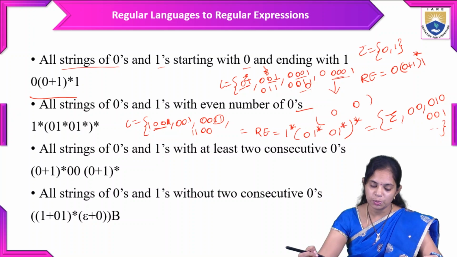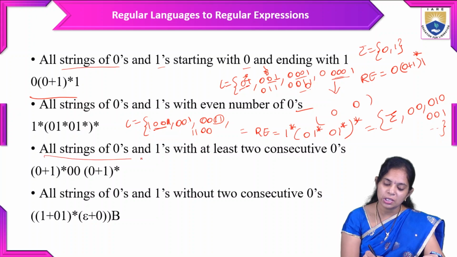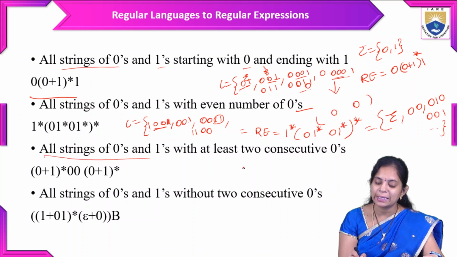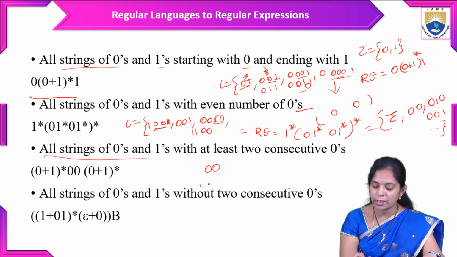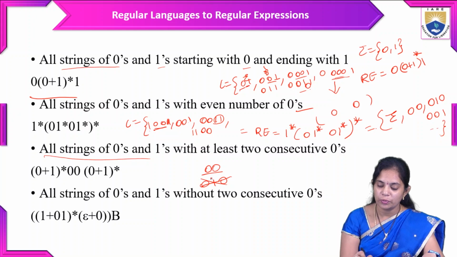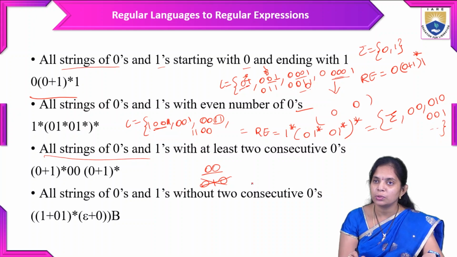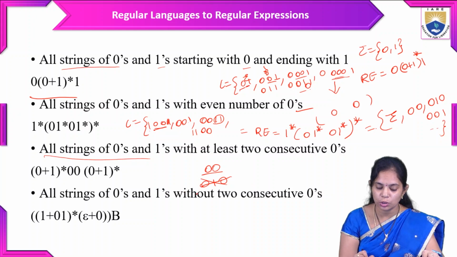And next, all the strings of zeros and ones with at least 2 consecutive zeros. That is nothing but 2 zeros at a time we need to write, so there is no space in between. We can't write 101 like this. So consecutive 2 zeros should be there, at least 2 consecutive zeros.